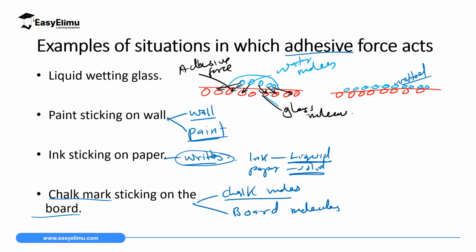Now, when the chalk molecules interact with the board molecules, these are molecules of different kind, then adhesive force will take part, in which they will attract each other. That's why you can see the writings on the wall. So adhesive force is a force of attraction which only takes place when the molecules involved are of different kind, like ink and paper, wall and paint, chalk and board, and then water and glass.